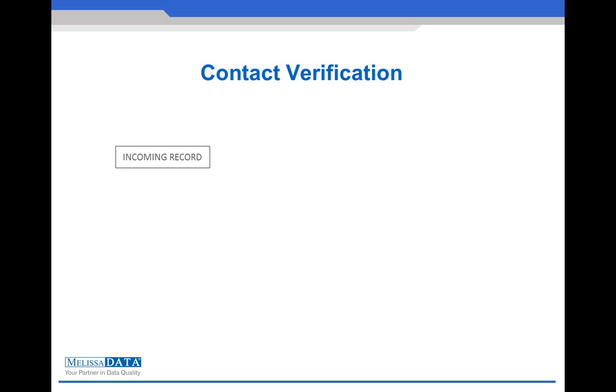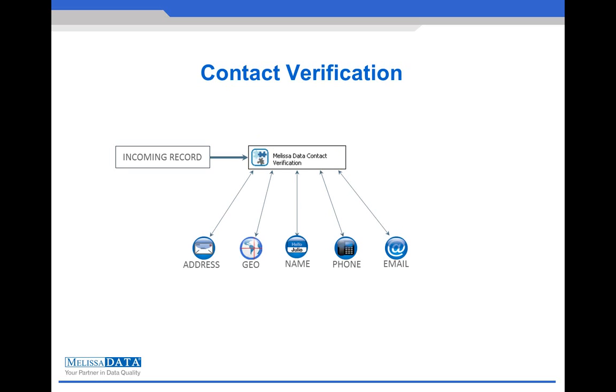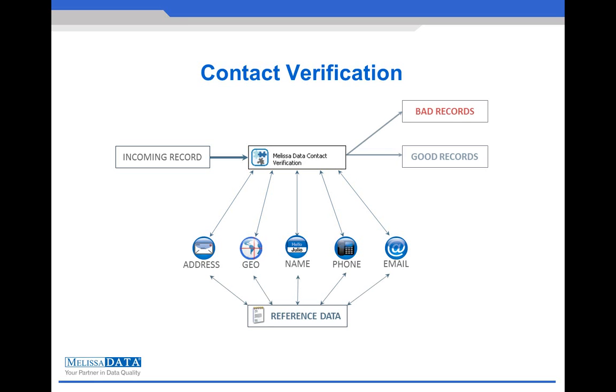Melissa Data also provides components that specialize in addresses, names, phones, and email correction, validation, and parsing. With the Melissa Data APIs as its driving engine, and an extensive collection of reference data from several different sources, we give you the best possible results for contact verification and correction, making sure that your records are accurate, legitimate, and consistent.